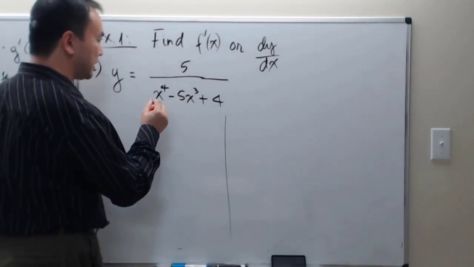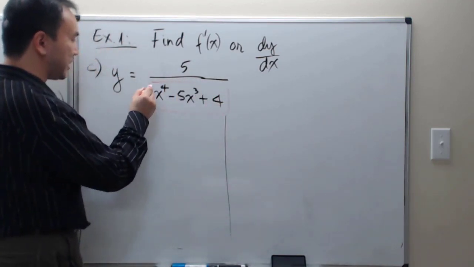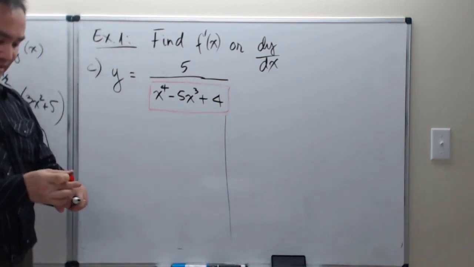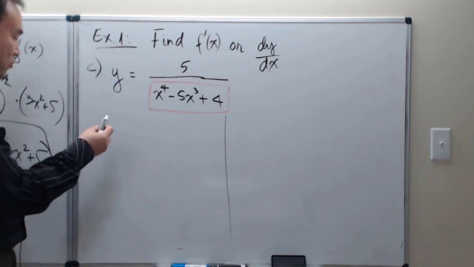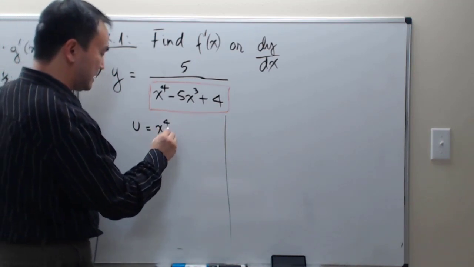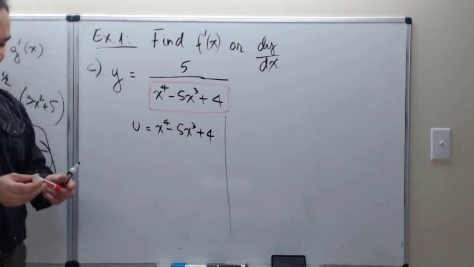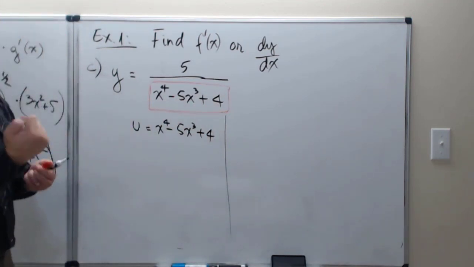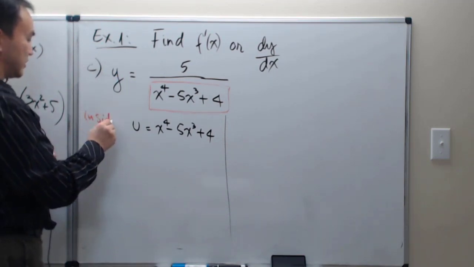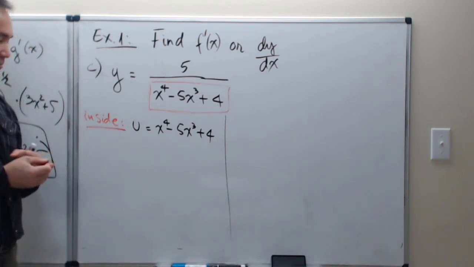Here I am going to underline, or maybe put in a red box, the entire denominator of our quotient. I call that my inside function. So I'm going to let a variable u equal x to the fourth minus 5x cubed plus 4. This is my entire denominator of the beginning expression, but it is being regarded as the inside expression, ready to be substituted away.